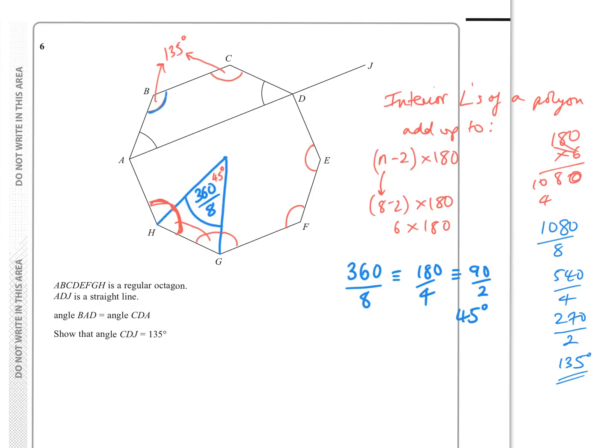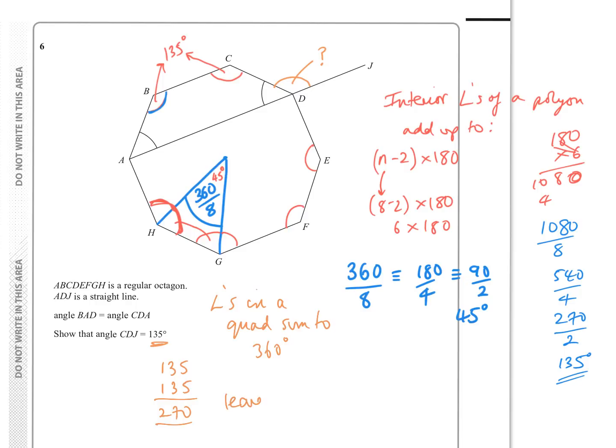we've got to show that angle CDJ, and I'll just draw it in. Let's have it in this colour here. We want to find that one. We want to show that it is 135. Well, we know that angle BAD and CDA were the same, and we know that angles in a quad sum to 360 degrees, and as we've got 135 and 135 already, that makes 270.